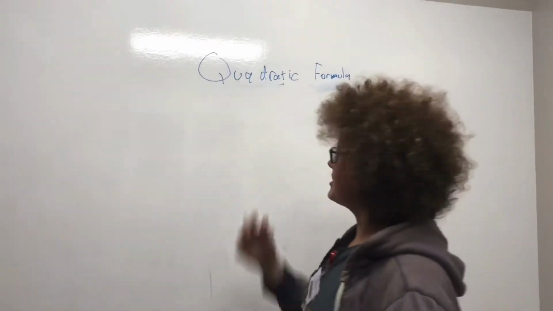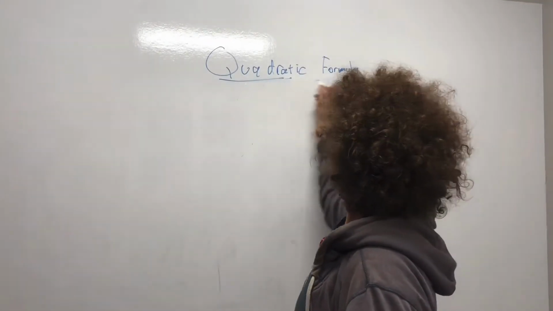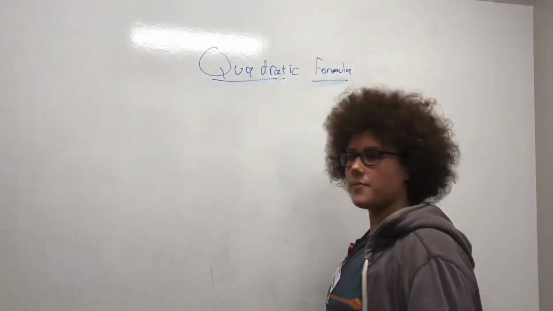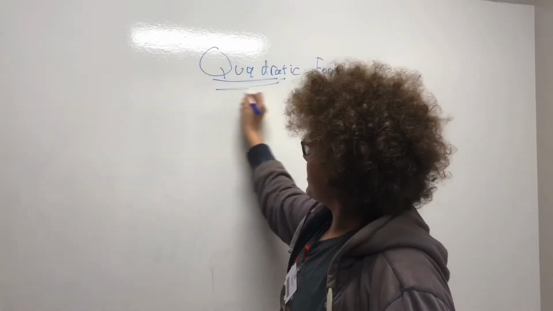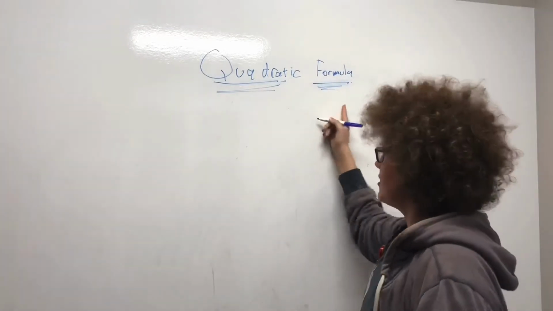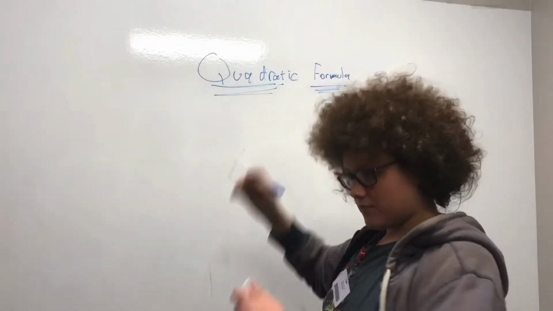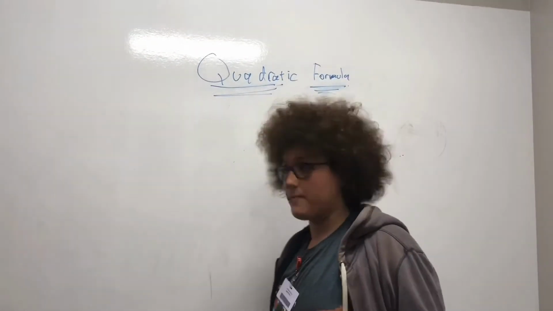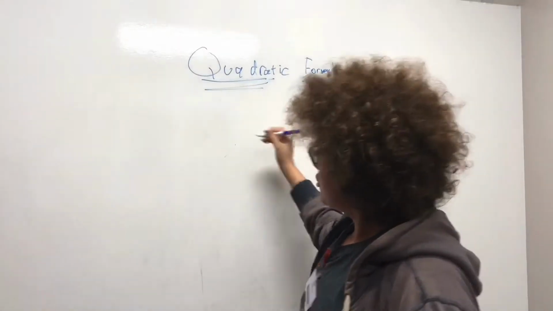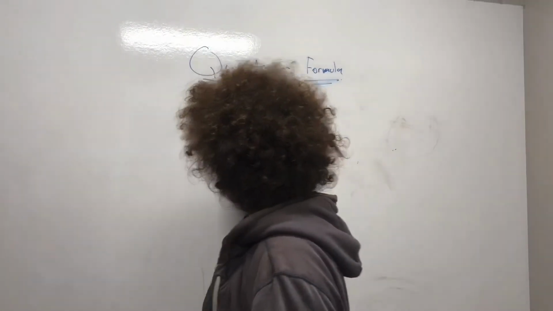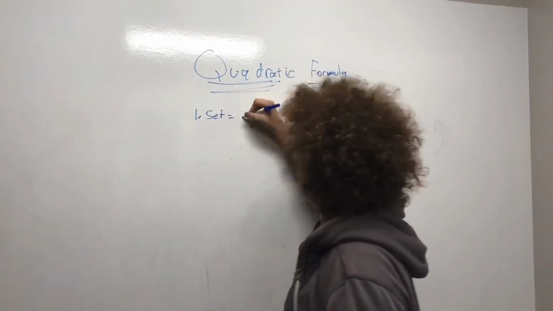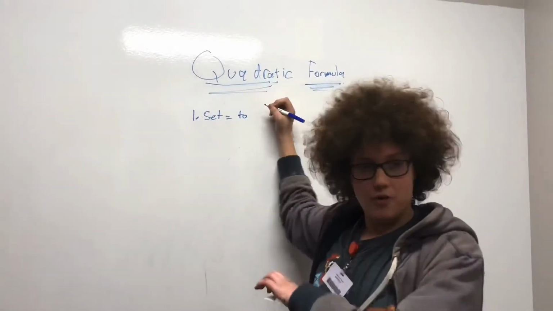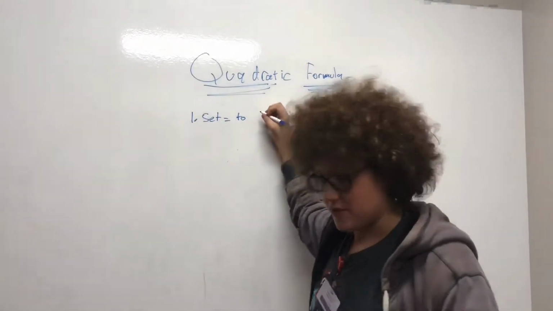All right, class. So today we're learning about the quadratic formula. Well, what is the quadratic formula? It is a formula that solves quadratics. So we need to learn the rules of the quadratic formula before we actually do it. Rule number 1 is to set your equation to 0. If you don't do that, it's going to go completely wrong and you're going to end up like me. You don't want that.